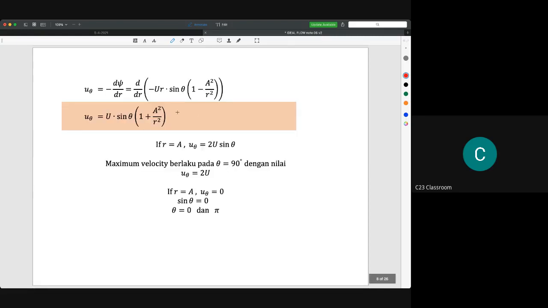Then if you calculate the U theta, you will find that the value of U theta is shown like this one. And then if you calculate, you will find that R is constant, which is equal to A, and U theta is 2U sine theta. And you will find that the stagnation point, which means the velocity is equal to 0, occurs at theta equal to 0 and 180 degrees.